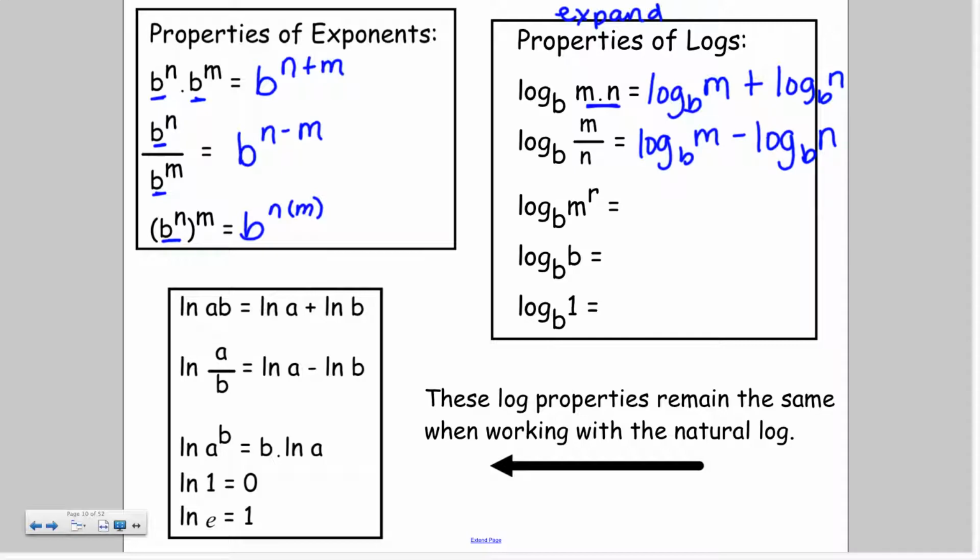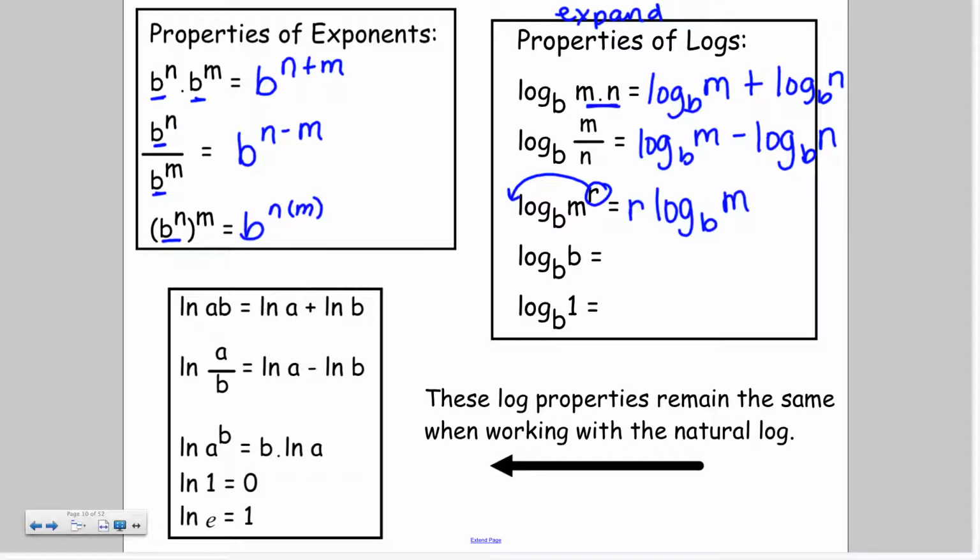Now this one, we are dealing with an exponent. So this exponent right here is going to be moved to the front. Anytime that you are expanding, you're going to move that exponent to the front. So it's going to start out r, and then we're going to do the log base b, and m is by itself, so it's just going to be m.